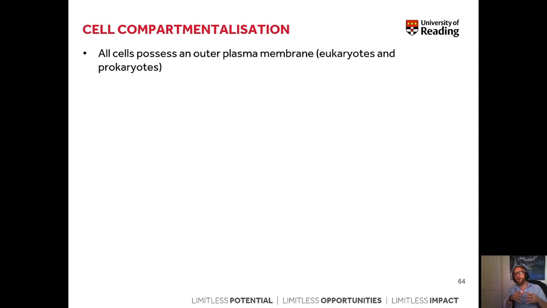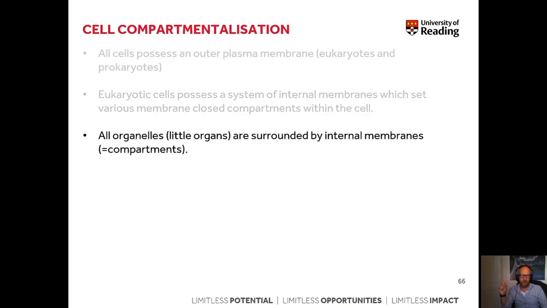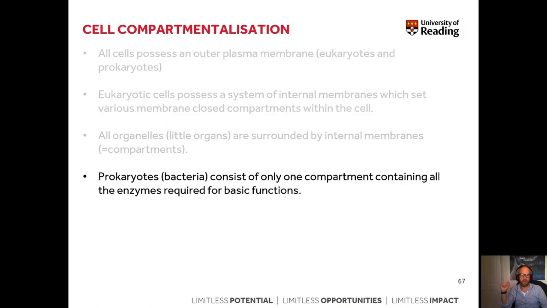So how does the cell compartmentalization actually look like? As we have learned before, all cells possess an outer plasma membrane, both eukaryotes and prokaryotes. In addition to this, eukaryotic cells also have a system of internal membranes, which set various membrane-closed compartments within the cell. And all organelles are surrounded by those membranes, and this is again, as I mentioned before, a difference between prokaryotic and eukaryotic cells.